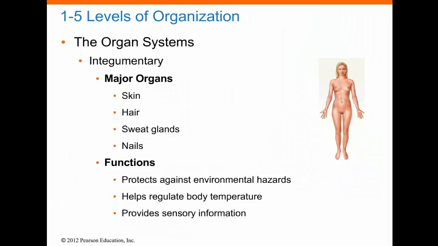So the first one is the integumentary system, or what you probably know as the skin and hair. It also includes the sweat glands and the nails on your fingers and toes. The function is to provide protection against environmental hazards and helps regulate body temperature, and it provides sensory information. So the skin is the largest organ of the body.